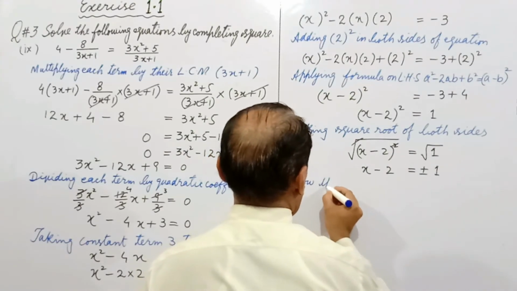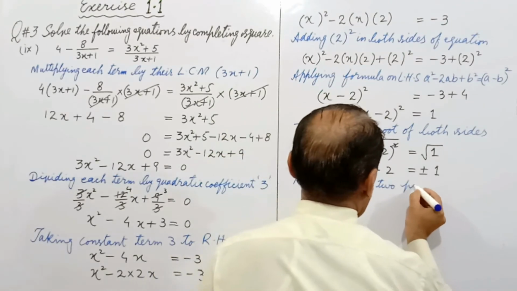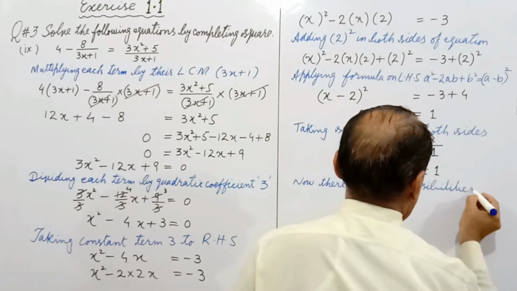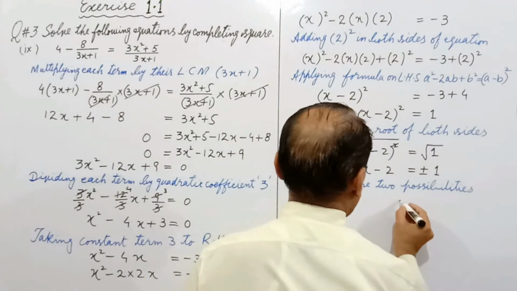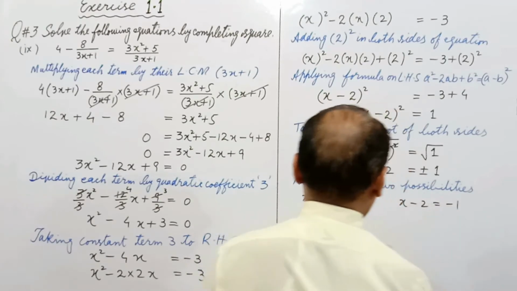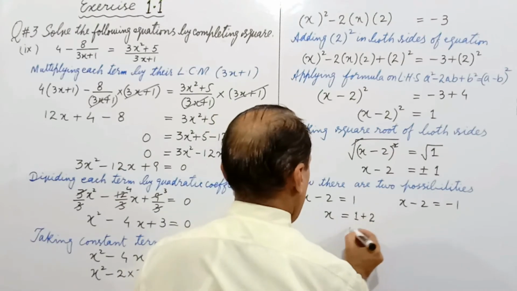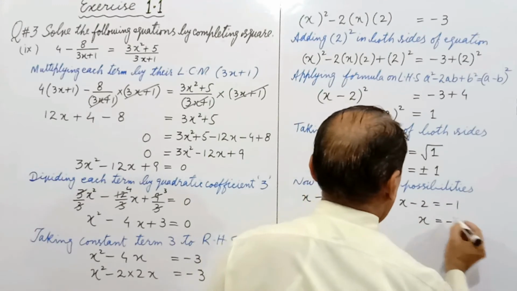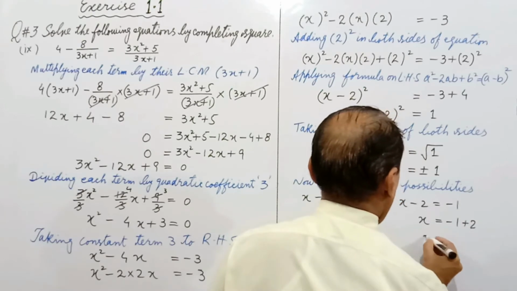Now there are two possibilities to find the solution. One is x minus 2 is equal to 1, and the second is x minus 2 is equal to minus 1. We simplify, we take minus 2 to the right hand side, we get 1 plus 2, and we have x is equal to 3. And x minus 2 is equal to minus 1, minus 2 taken to the right hand side, we have plus 2, and x is equal to 1 in that case.